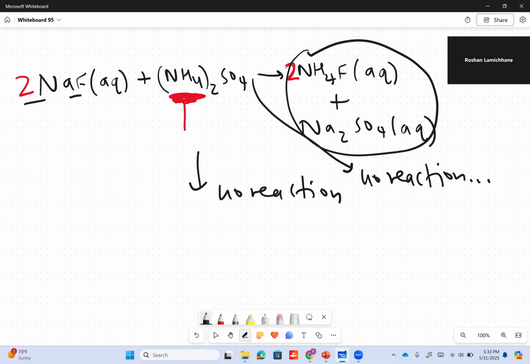All of these are going to be in their dissociated form, in their cationic and anionic form in a clear solution, right? That's why there's no reaction, and no gas has been produced. All right, so this is it.